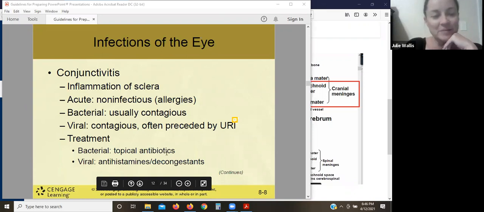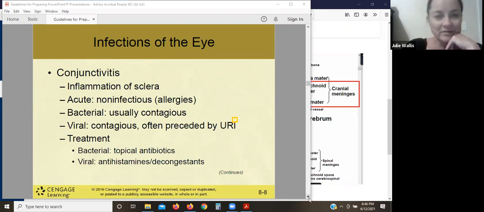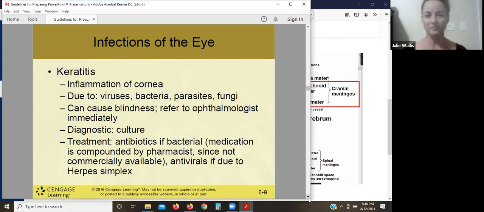Treatment, bacterial will be topical antibiotics. Viral is going to be antihistamines and decongestants. And isolation, if anybody's ever had pink eye, they tell you do not go into work and do not go to school because it is highly infectious.